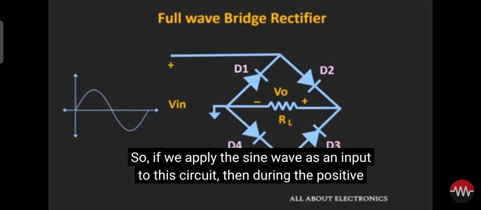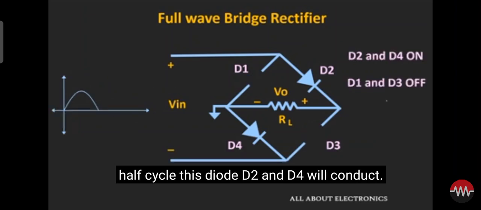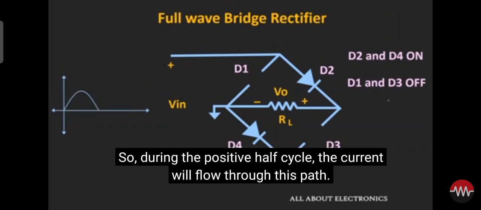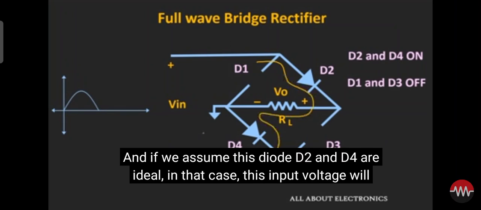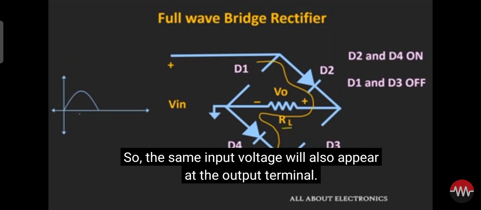If we apply the sine wave as an input to the circuit, then during the positive half cycle, diodes D2 and D4 will conduct, while D1 and D3 will remain off. So during the positive half cycle, the current will flow through this path. And if we assume diodes D2 and D4 are ideal, then this input voltage will appear across this load resistor. So the same input voltage will also appear at the output terminal.